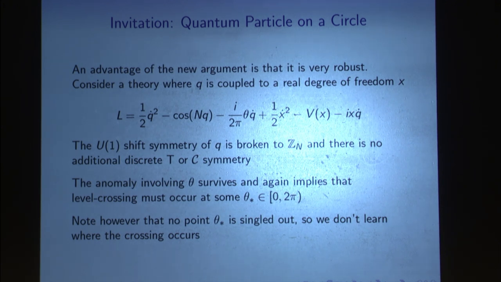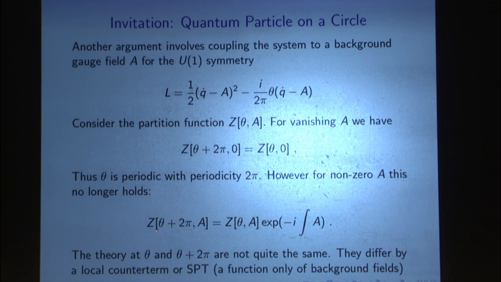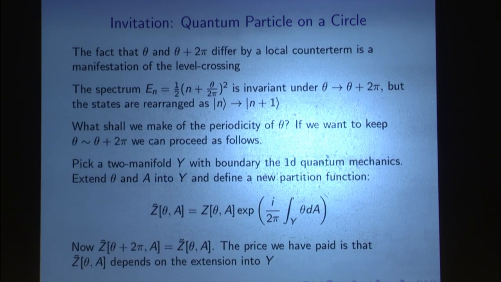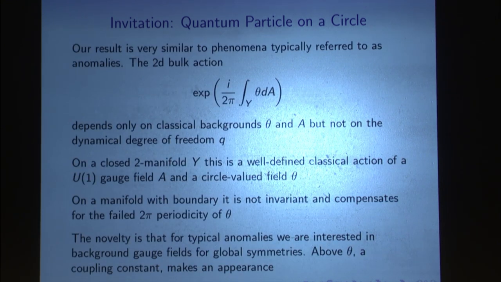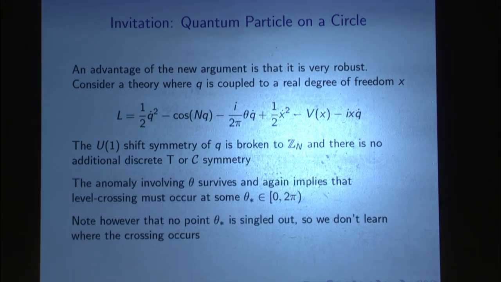The more physical way you mean, in terms of the fact that the ground states shift in charge. Yeah. So, right. This formula here meant that the ground state shifts its U(1) charge as we vary theta to theta plus 2 pi. And the same thing happens with the Z_n charge in the case where we broke to Z_n. Okay, so we, yeah.